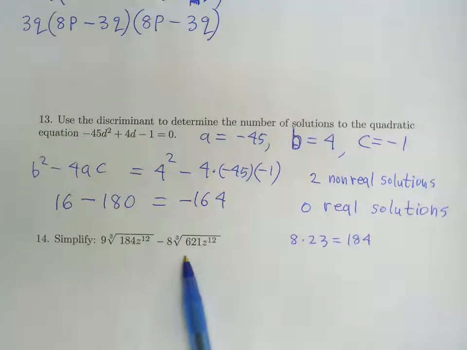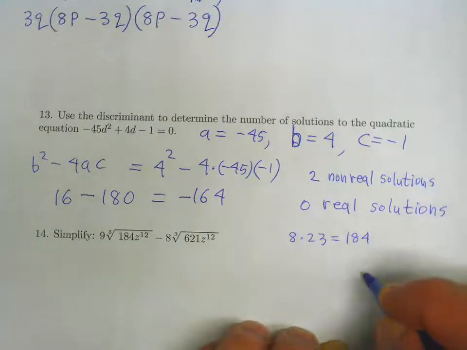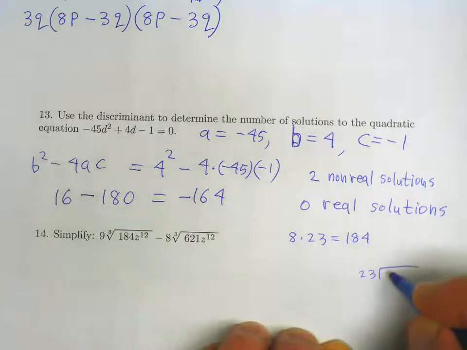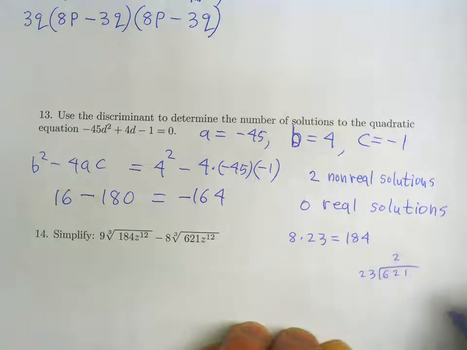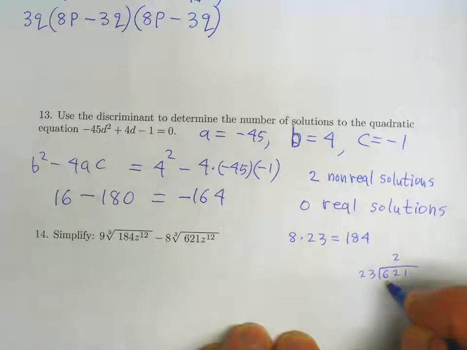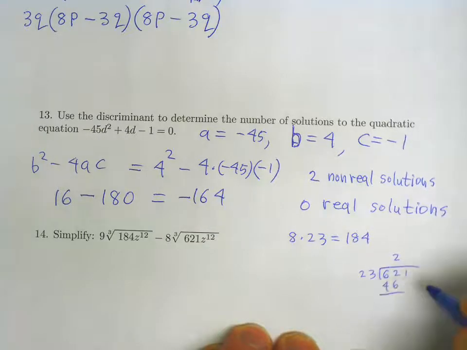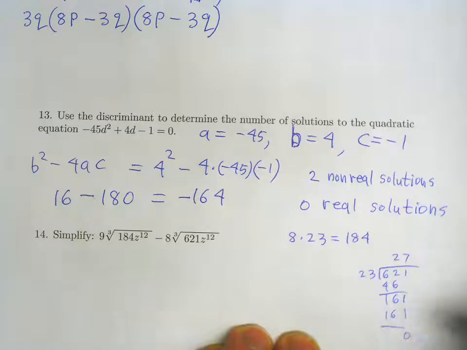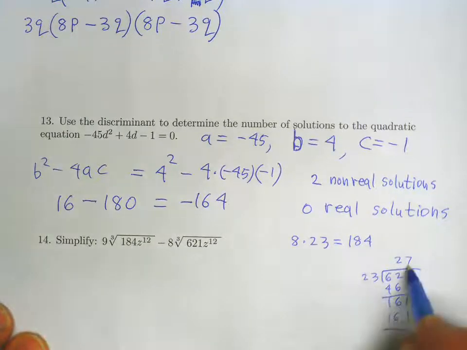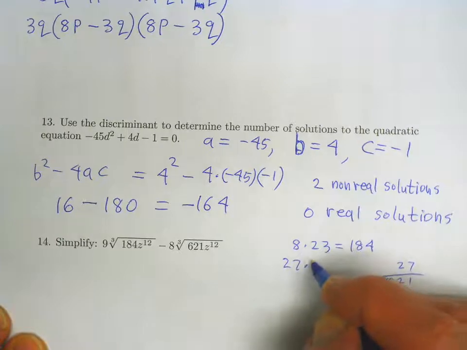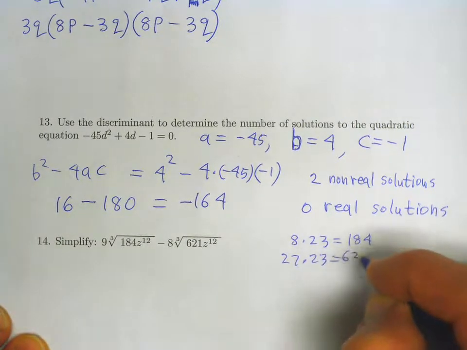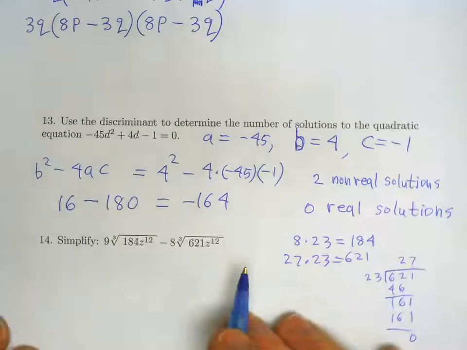And then the other one, this 621. So I think 23 goes into that. Let me see. 23 goes into 621. Yeah, it goes 27 times. Yeah, and 27 is a perfect cube. So this is 27 times 23 equals 621. Okay, so now we can proceed to simplify.